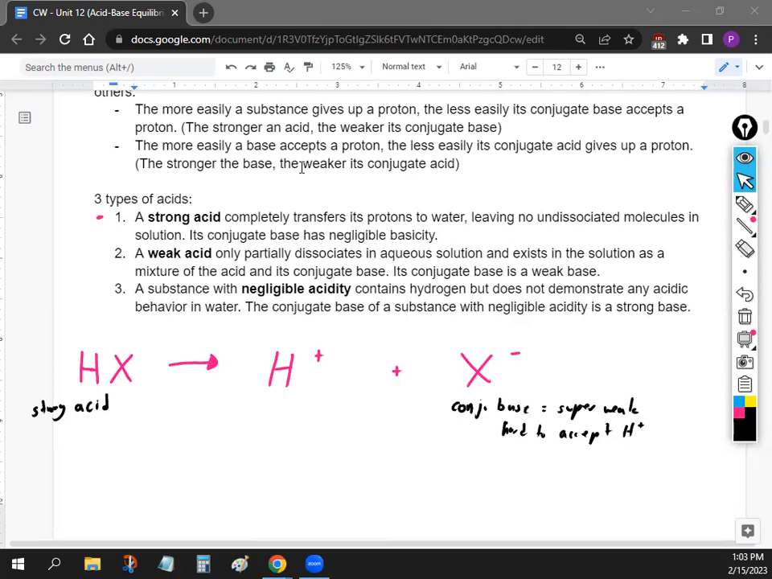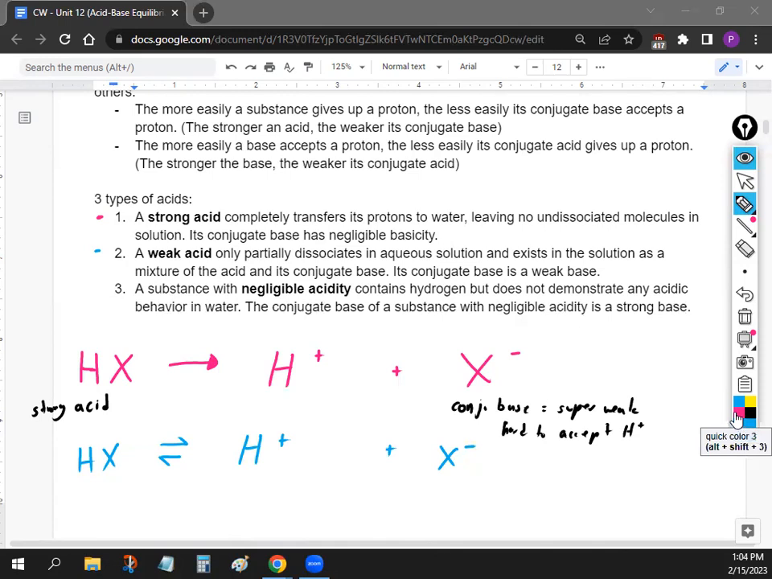Make sense? Okay. We'll go to the next one. This one I'll do in blue. Weak acids, so HX. These are the ones that we're going to use the reversible reactions for. It's going to break up into H plus and X minus.